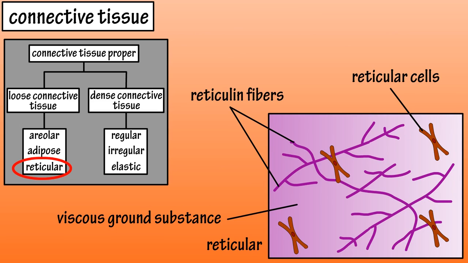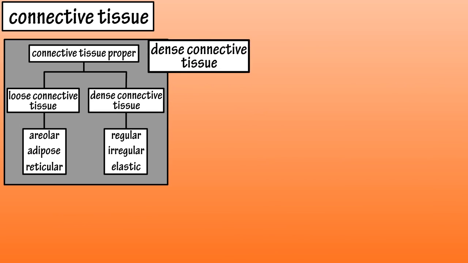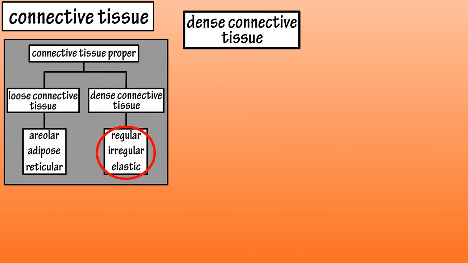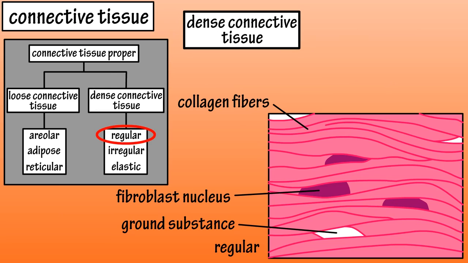Reticular connective tissue has a viscous ground substance with a branching network of reticulin fibers within it. Reticular cells and the fibers provide a supportive framework in the spleen, lymph nodes, and bone marrow. Now for dense connective tissue, which also has three main types. Dense regular connective tissue consists of tightly packed parallel collagen fibers with a limited amount of ground substance and fibroblast cells squeezed between the fiber layers.